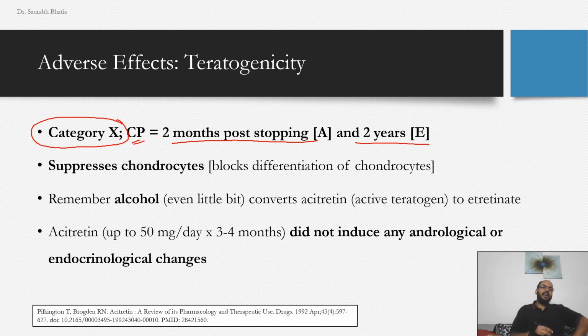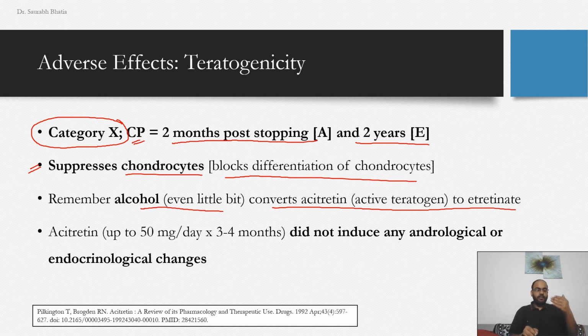Now, the way acitretin acts as a teratogenic agent is that it suppresses cartilage formation by blocking the differentiation of chondrocytes. So the chondrocytes are not able to develop properly from chondroblasts. If the cartilages are not developing, there will be limb and mid-facial deformities, which is seen in acitretin-induced embryopathy. Remember, alcohol, even a little bit, converts acitretin to etretinate. Etretinate goes into fat cells, and the duration of risk to the fetus increases from 2 months to 2 to 3 years. That means 2 to 3 years after stopping the drug, the patient might still have a risk of embryotoxicity.